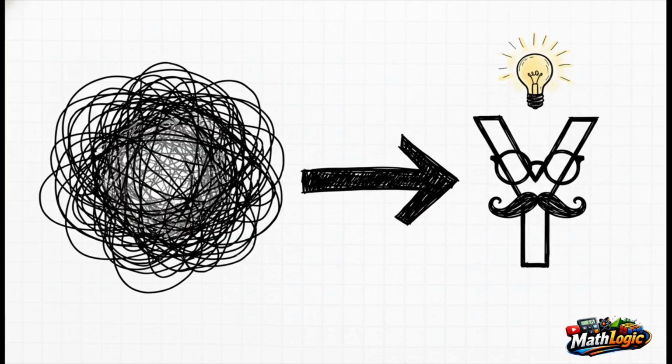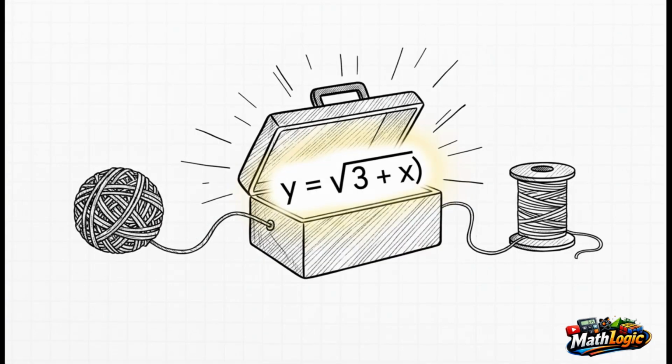We're going to simplify this whole case by giving that really tricky inner part of the equation a brand new identity. Let's give it a disguise, and we'll call it y. And here it is, our secret weapon. We're just going to say that y is equal to the square root of 3 plus x. This one little move is about to unravel the entire mystery. Seriously, just watch what happens next.